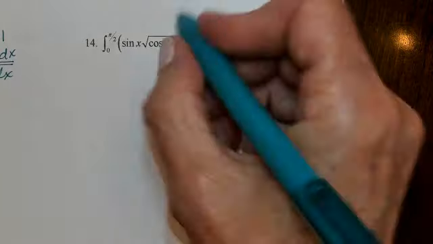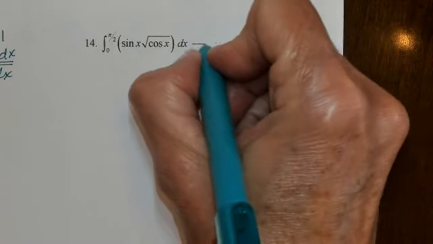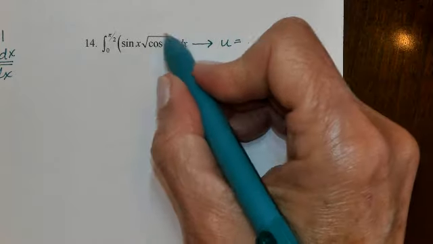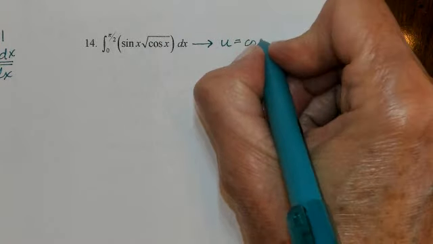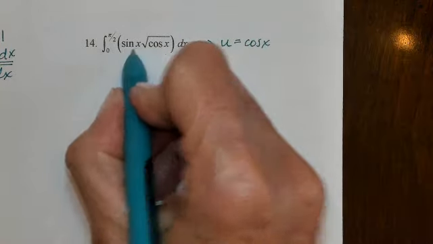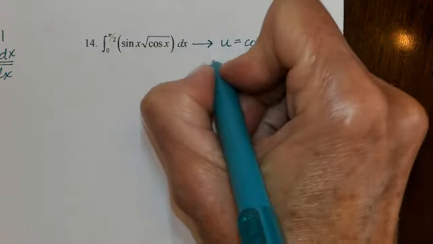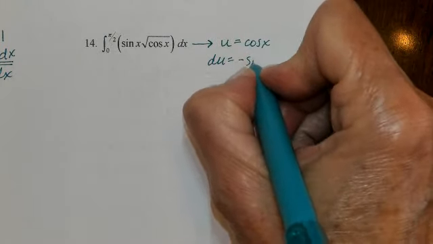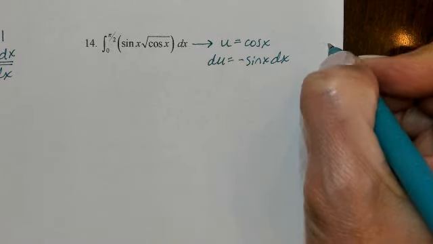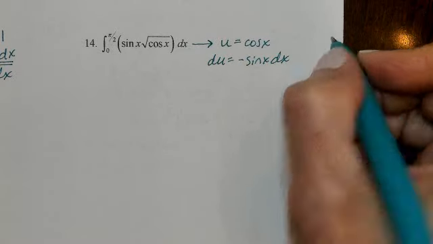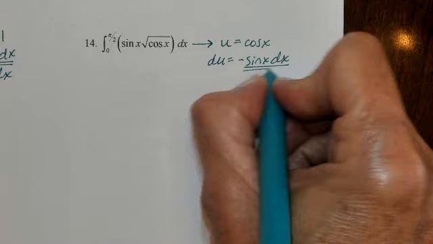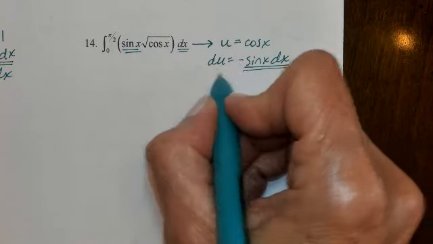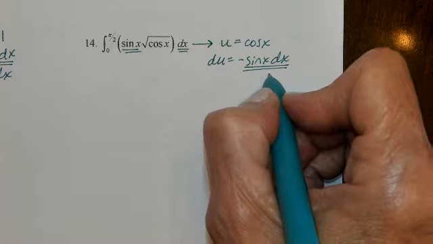All right. One more. What to let u be? I'm going to let the u be what's inside that radical, so the cosine x. The derivative is going to be sitting there. So du would equal negative sine x dx. So there's the sine x dx. Here's my sine x dx. So I just need to put negative du in for that, right?